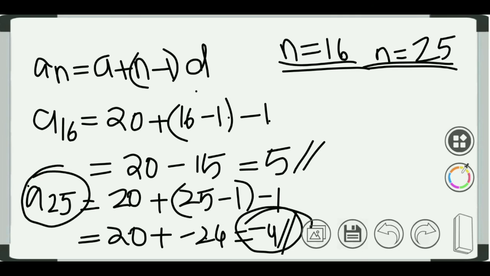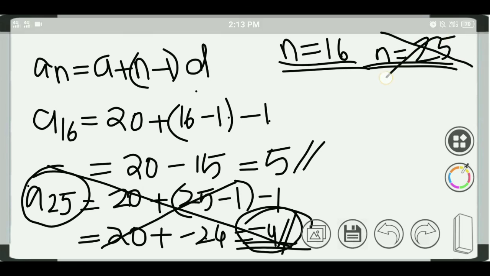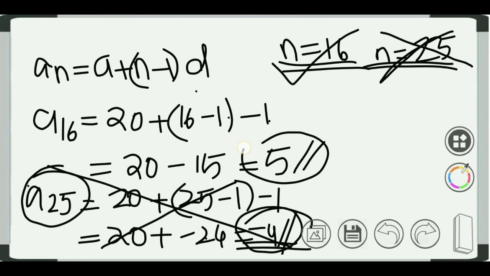So 25th row, how can it be a negative term? So this is not acceptable. That means n is equal to 25 is not acceptable. So what is the answer? n is equal to 16 because we are getting a positive value. When we put n is equal to 25, we are getting a negative value. So you can't take that. Okay, so your answer will be n is equal to 16. So you can conclude it like this.